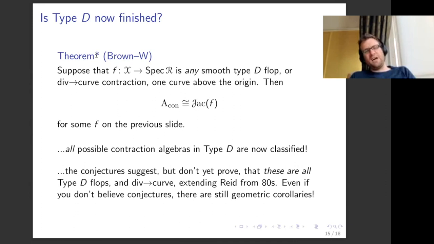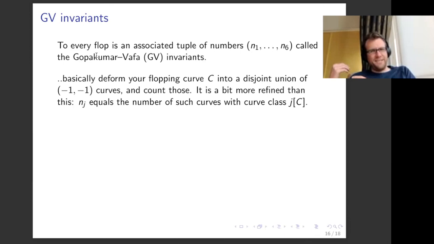Just to say what they are, I need to very briefly ramp through what Gopakumar-Vafa invariants are. To every flop, there is an associated tuple of numbers called the GV invariants. So how do you get them? You have a single curve and you deform your curve into other curves, a disjoint union of the simplest possible curves, -1,-1 curves, and you just count these other ones. So you start with one, you split it into pieces and you get five new curves. And so the answer would be 5. But a bit more cultured than that, a bit more refined.